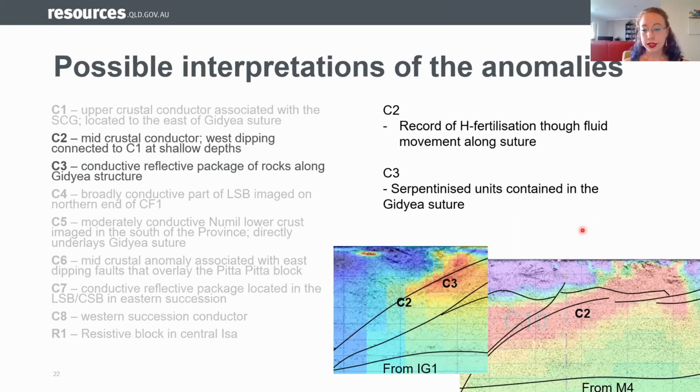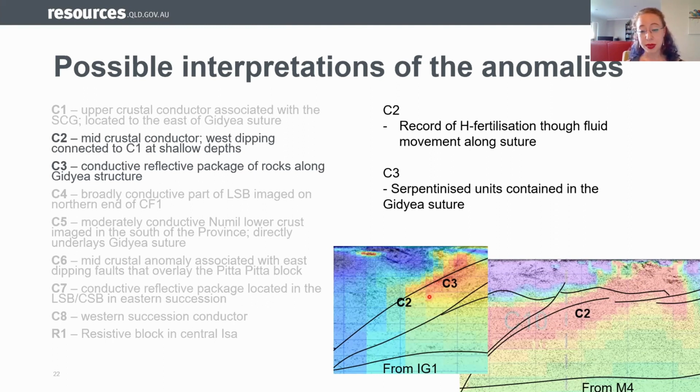So next structure, I've grouped C2 and C3 together because they both seem to be associated with the Gidja structure. C3 is not very extensive, like it's only really captured well on one of the sections, this one here. And it seems to be very associated with some very reflective layers. So in other studies, it's been suggested that this kind of highly reflective, highly conductive layer associated with a suture could be some pentonized units associated with the suturing itself. So that's a possibility here.